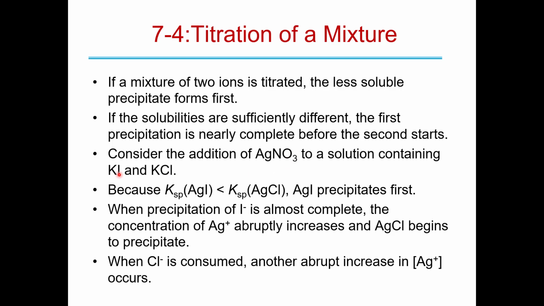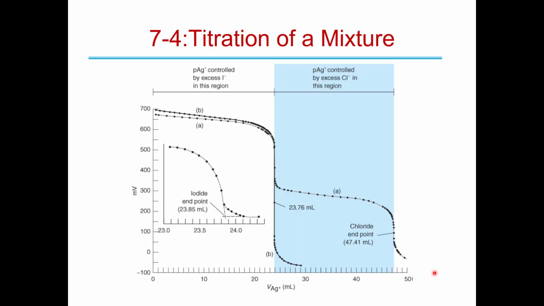So we know that both of these precipitate when you add silver nitrate. And because the KSP equilibrium constants are very different for these two substances, silver iodide will precipitate first. Once we've added enough silver to pretty much precipitate all the iodide, then the concentration of silver abruptly increases because we're adding silver that isn't reacting with anything from our burette, and it immediately starts to react and precipitate the silver chloride. And then when all the chloride is consumed, we get another big increase in the silver ion concentration because now we're adding that excess silver ion.